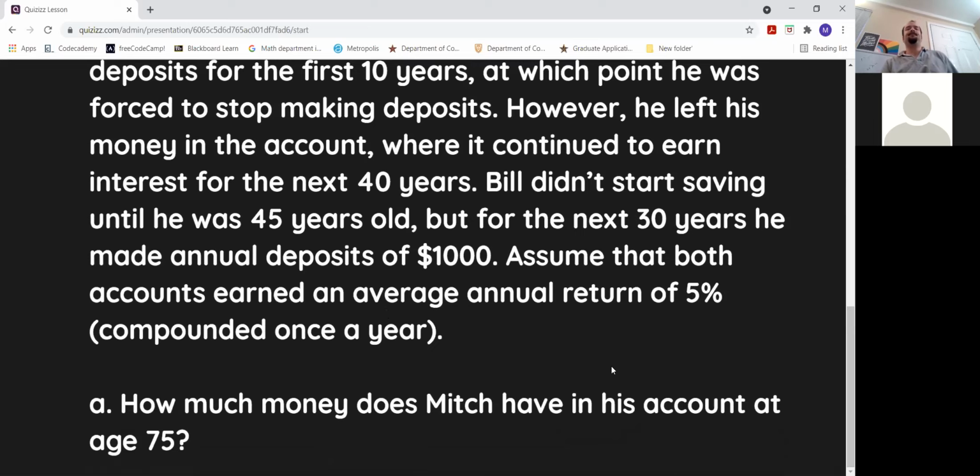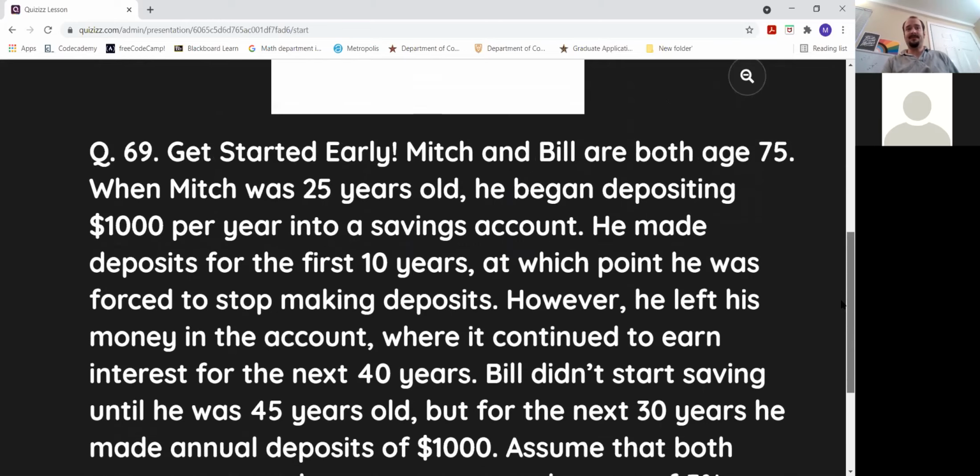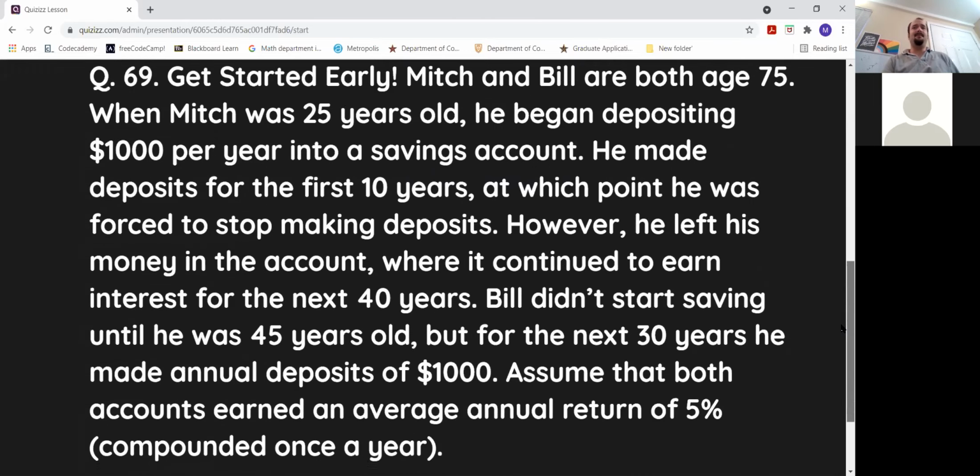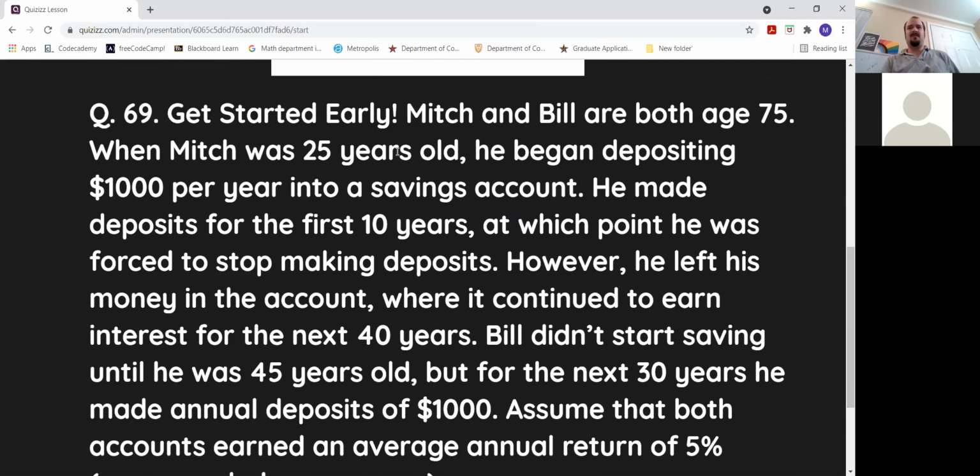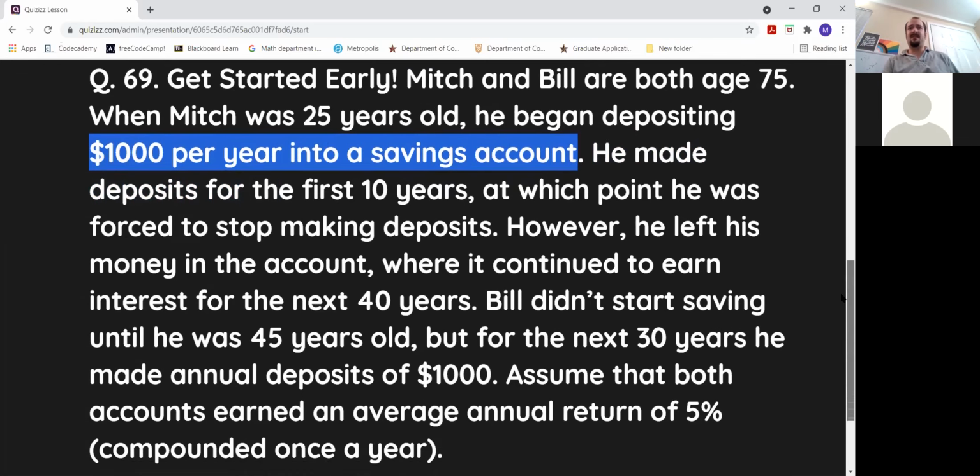of nice. How much money did Mitch have in his account at 75? So going and looking at Mitch, he started when he was 25. So I think what we have to do is, he was doing a savings account. He was putting $1,000 per year into a savings account for 10 years. I think we're going to have to figure out how much money he made doing that using the savings plan formula.